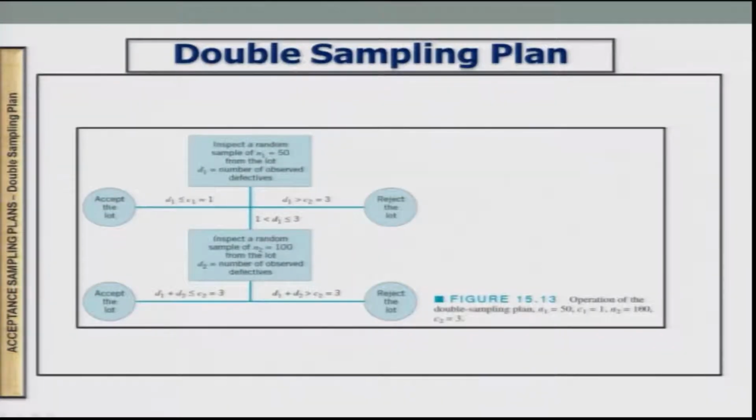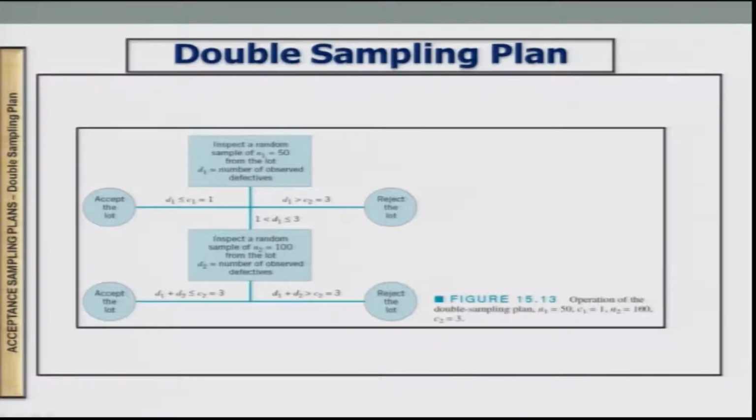As given in this figure 15.13, again taken from Montgomery, you inspect a random sample of size N1 from the lot. D1 is the number of defects, and some values of C1 and C2 are already specified. If you look into this flow process, the operation of the double sampling plan is given for this case as N1 is 50, C1 is 1. That means out of these N1 = 50, if you find defects as 1, or less than that, you accept it. If they are more than that, in single sampling you would have rejected it. But now you are not doing that, because you are going for the double sampling plan.